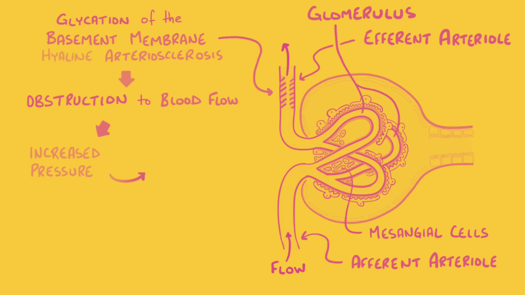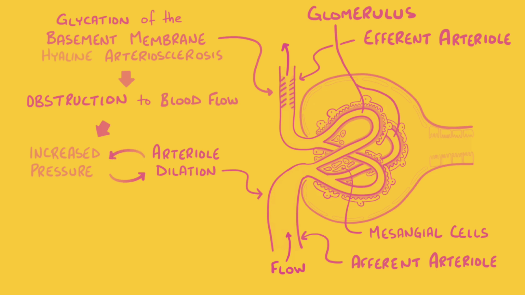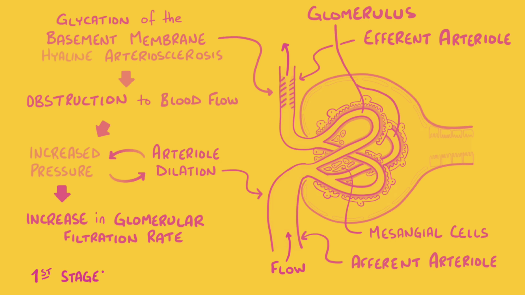At the same time, the afferent arteriole dilates, which allows more blood flow into the glomerulus and increases pressure even more. High pressure in the glomerulus leads to an increase in the glomerular filtration rate, which is just the amount of blood filtered through per minute. And this is the first stage of diabetic nephropathy, called hyperfiltration.